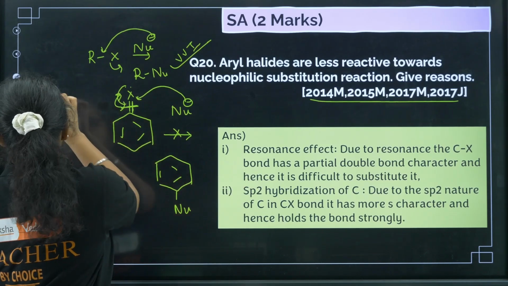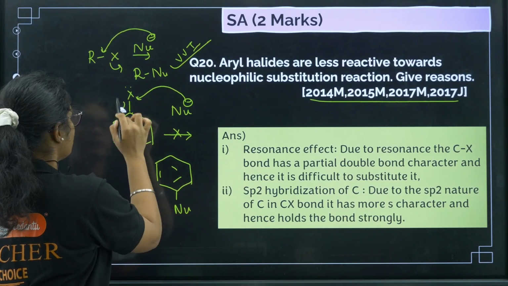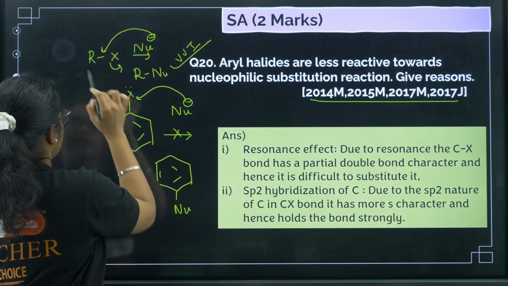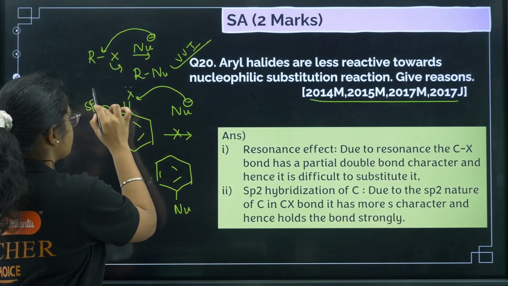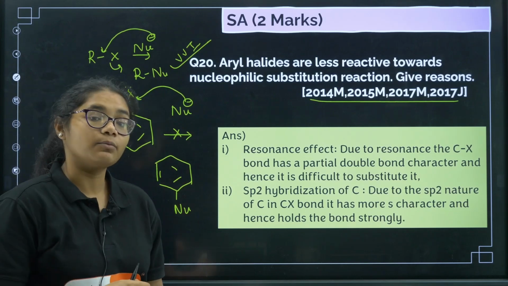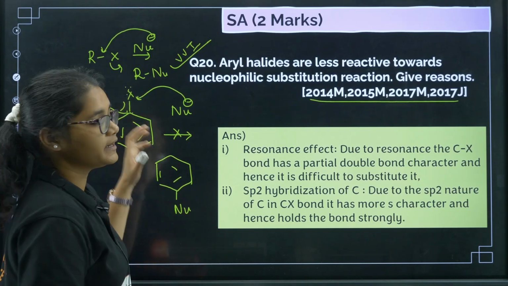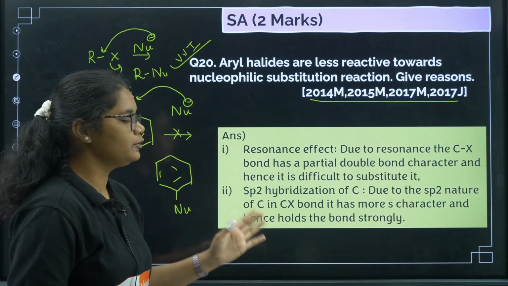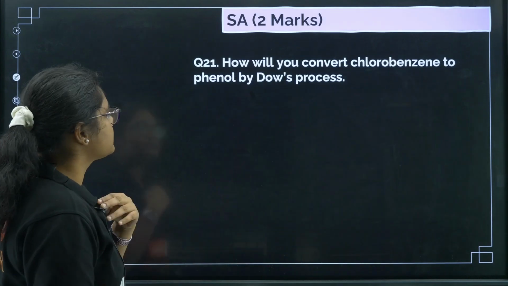The next point is, if you see here, this carbon is an sp2 carbon, right? The sp2 carbon to X bond is very strong. If the bond is very strong, again it becomes very difficult to break it. Okay, those are the two reasons here.